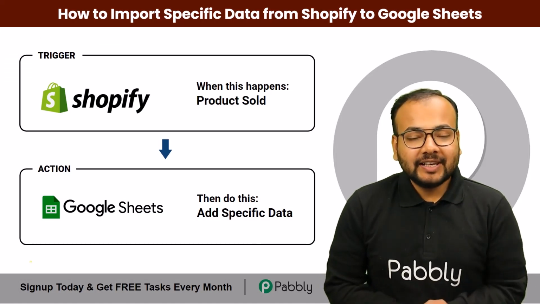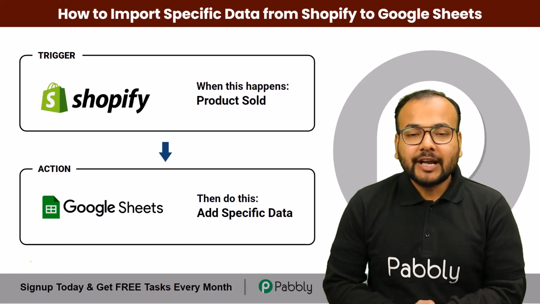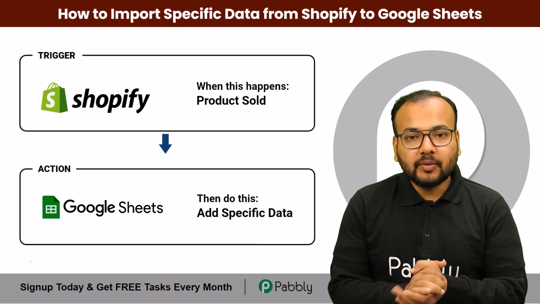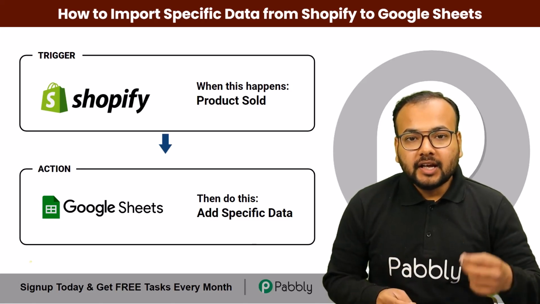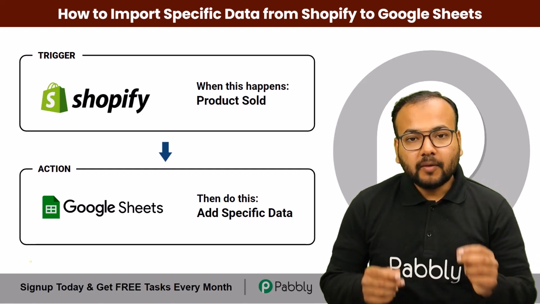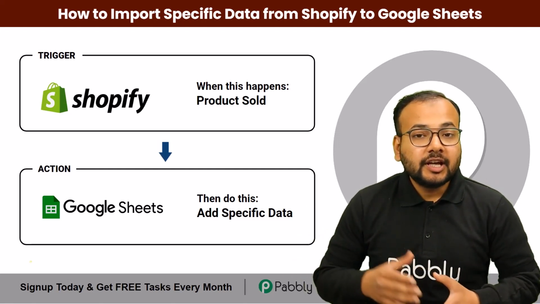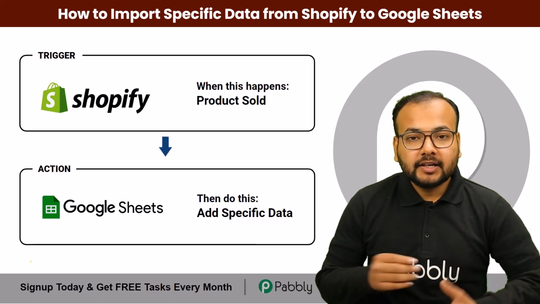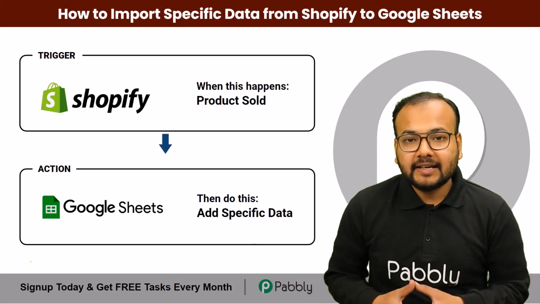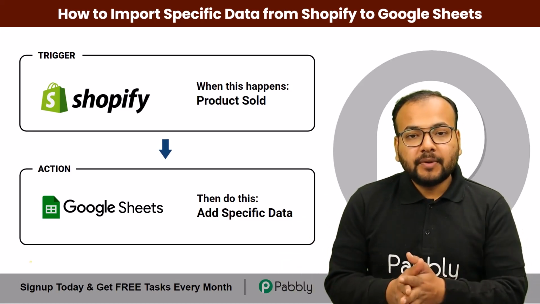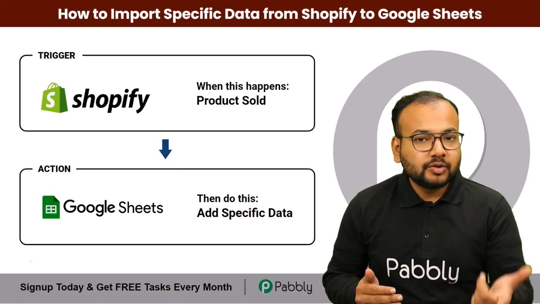Guys, in this video, you will learn how you can import some specific data from your Shopify store into Google Sheets application automatically. So guys, if you're running a store on Shopify and you want the details of the orders of a particular product to be saved into your spreadsheet in Google Sheets application, this automation is for you. And here you do not have to manually see the order details and you do not have to manually add the data. You just have to connect Shopify as the trigger application and Google Sheets in the action. And this automation is going to do this for you.